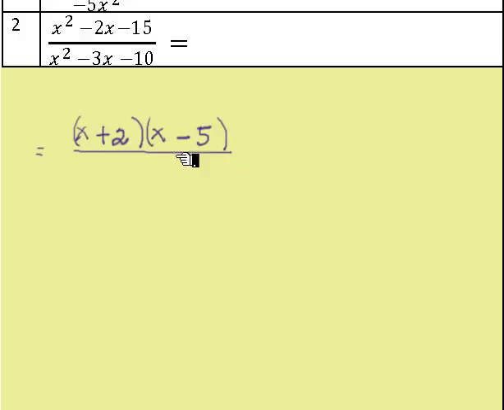Just check that. We have minus 5x plus 2x is, sorry, this should be a 3 over here. Let me just fix that. 3 times minus 5 is minus 15, so now let's check that we get a minus 2x in the middle. So we have minus 5x plus 3x gives us that minus 2x. All right, now let's factor the denominator.